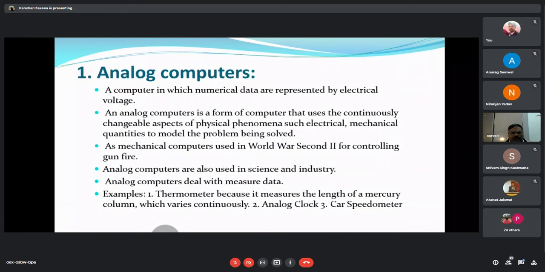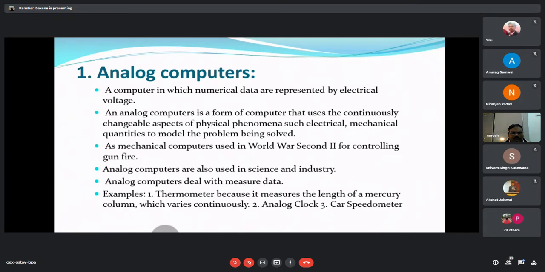The first category is analog computer. Analog computer is basically a computer in which numerical data are represented by electrical voltage. It is a form of computer that uses the continuously changeable aspects of physical phenomena such as electrical and mechanical quantities to model the problem being solved. As mechanical computers used in World War II for controlling the gunfire. Analog computers are also used in science and industries.